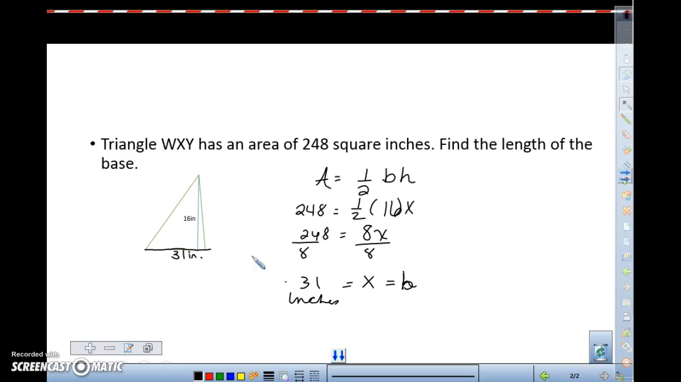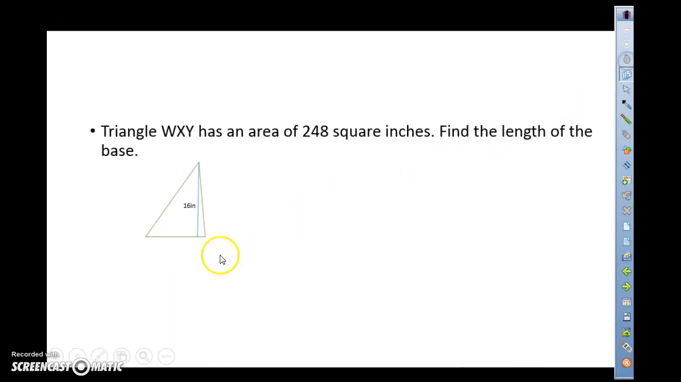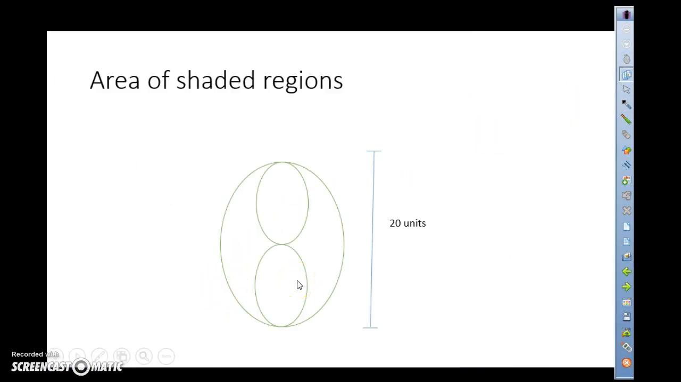All right. We have one other type of problem that we're going to do today, and that is finding the area of a shaded region. So we're going to do one example of that. These are circles. I do realize that they look a little like ovals. Make yours look more circular than mine.